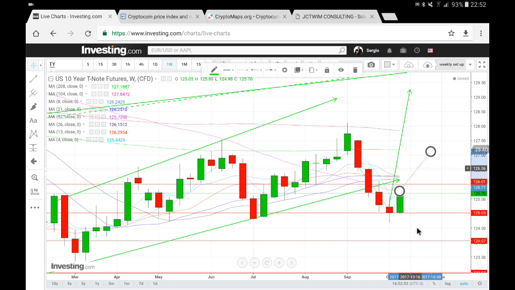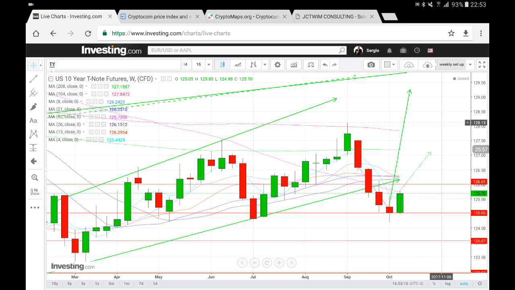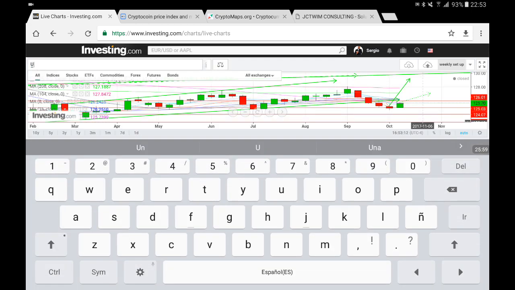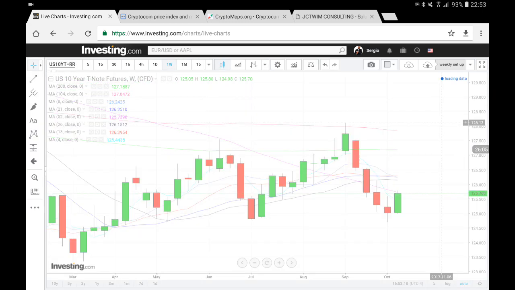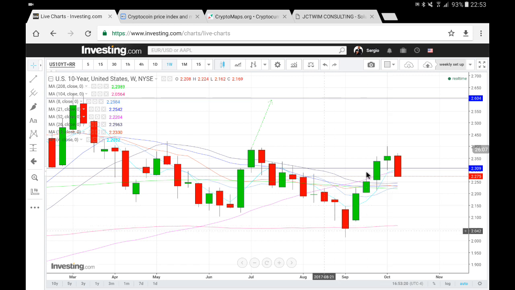And remember, if we have a bond price, a treasury note, that 10-year treasury note going higher, that means that the interest rates, the bond yield, is going lower. The bond yield, that's exactly the inverse. So now let's take a look at that. You see over here, bond yield, and that's exactly the opposite.